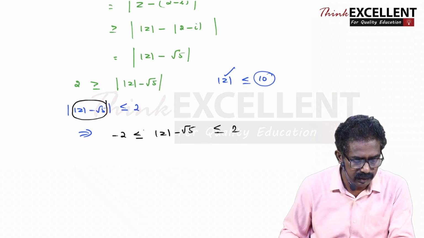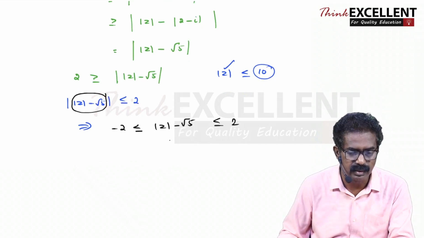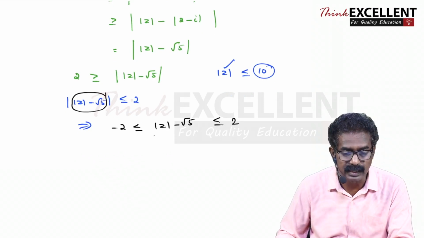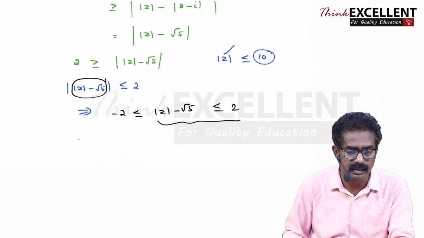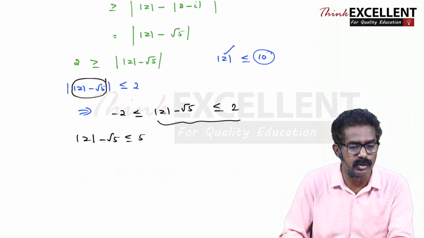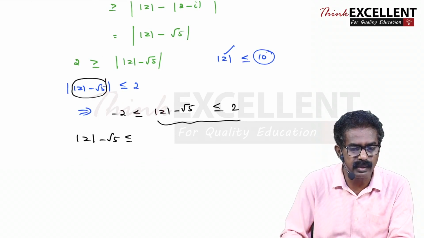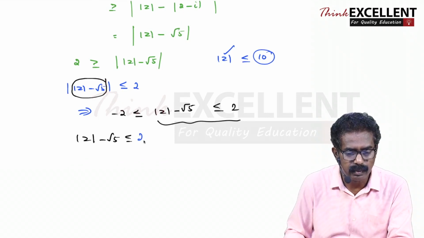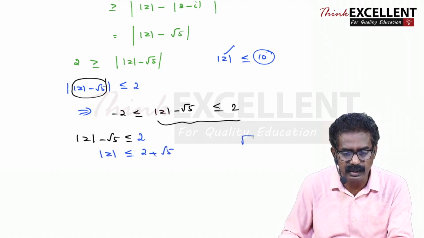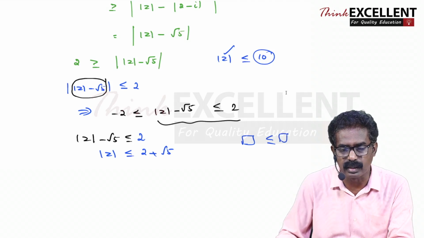So we want to find the greatest value, right? So something should be less than or equal to that. So take only this part. Modulus Z minus root 5 less than or equal to 2. So from here you can say modulus Z is less than or equal to 2 plus root 5. Okay, something is less than or equal to this one, less than or equal to that one, that particular value, or less than that.